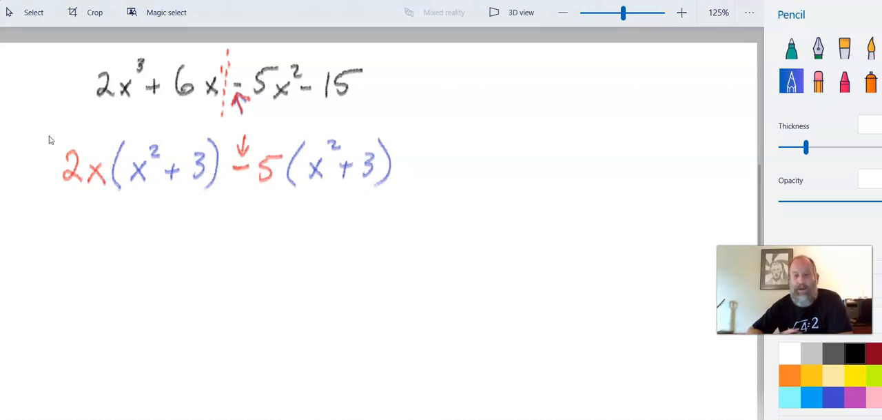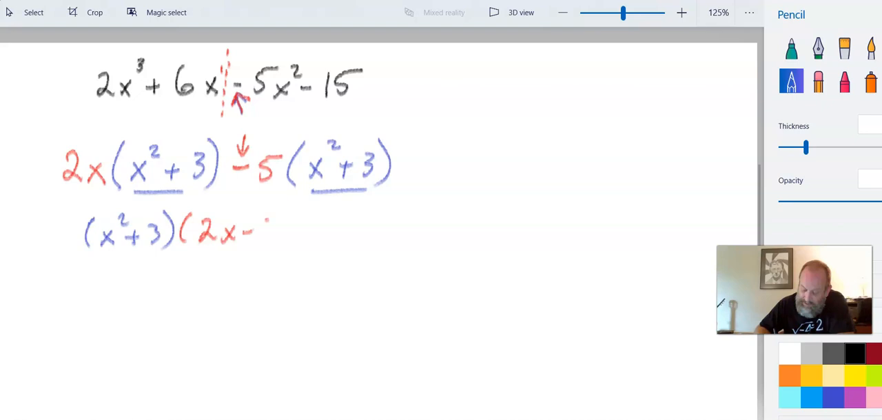And so now we're at this step. And if I look, what's in the parentheses here matches. And so we're winners there. I can pull out that term, or that factor. So x squared plus 3 is one factor. And then what's left in red here is my other factor, 2x minus 5.